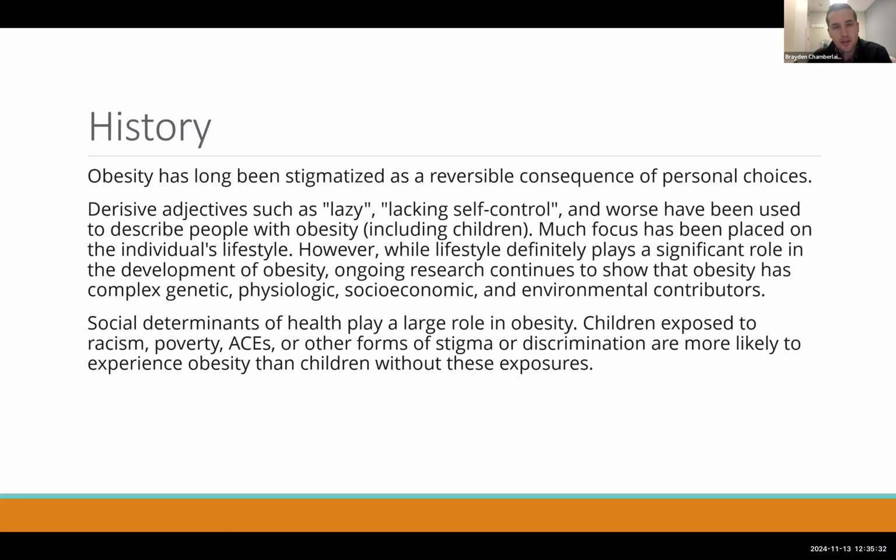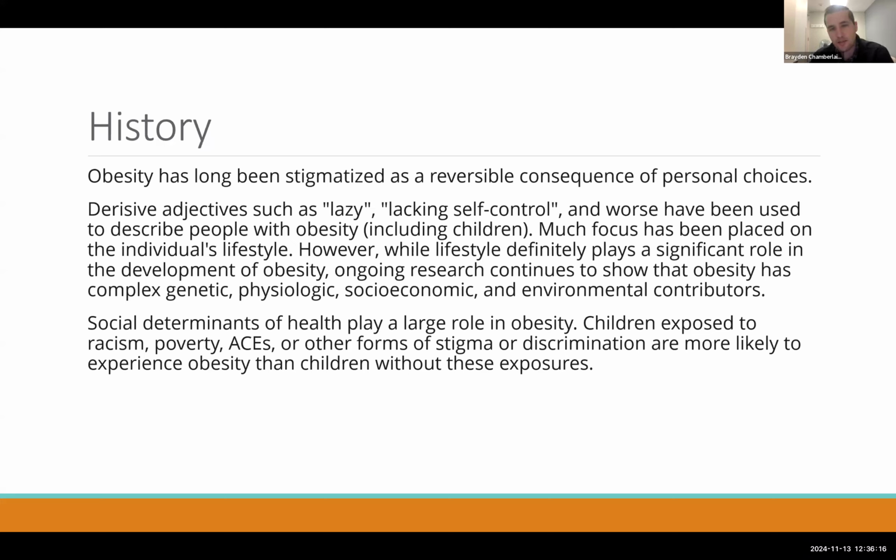Along those same lines, I want to get into the history of obesity a little bit before we talk about why we should be considering things maybe a little bit differently than we have in the past. So, obesity has long been stigmatized as a reversible consequence of personal choices. There's been many derisive adjectives applied to people with obesity, such as laziness, lacking self-control. I'm sure you can think of much worse descriptors that have been applied to people with obesity. And a lot of the focus has been on the individual's lifestyle.